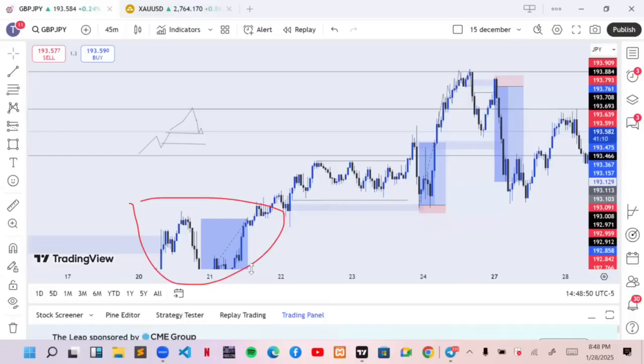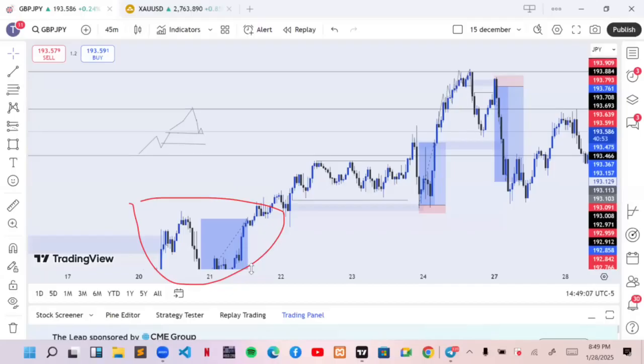For example, if it comes to a breaker or another block and then it breaks past it, the order block becomes what? It becomes a failed order block. And what does that mean? It means it's now a breaker. So you now have to wait for price to come back to that same order block that failed. You continue taking a sell again.